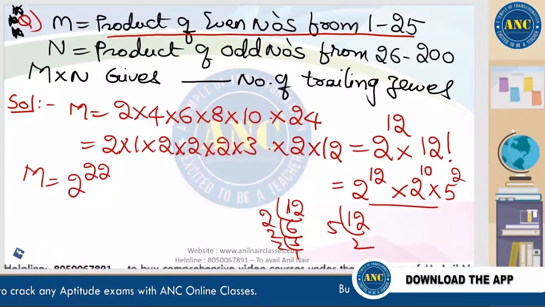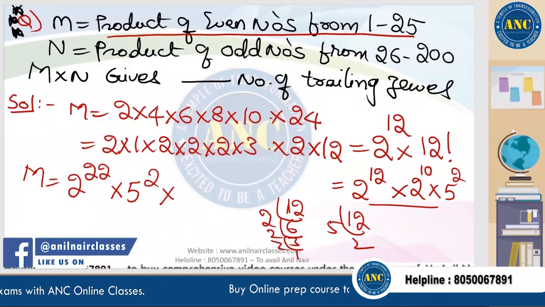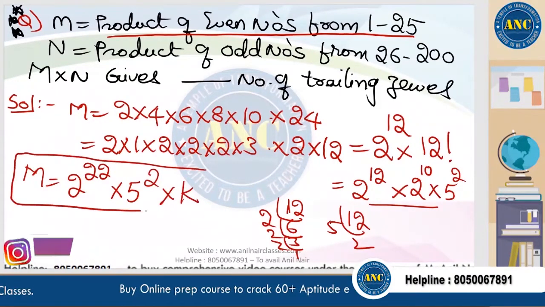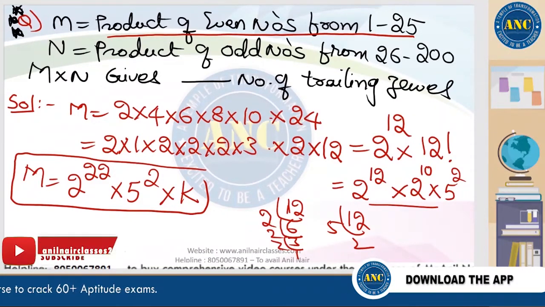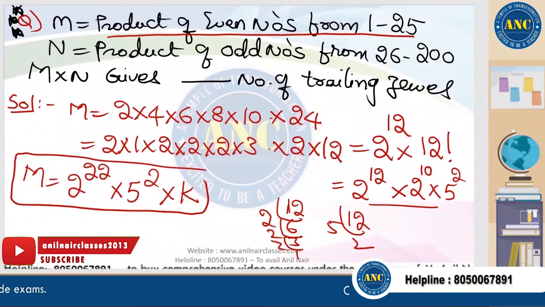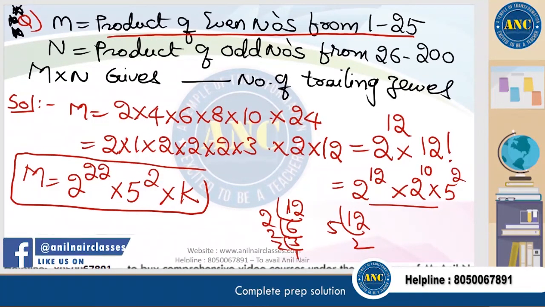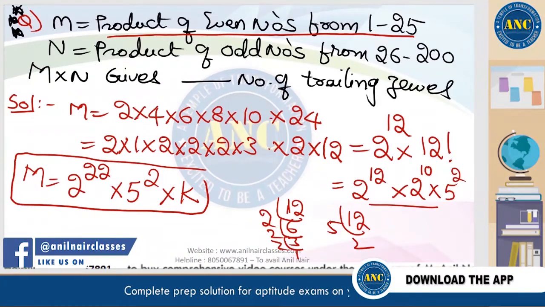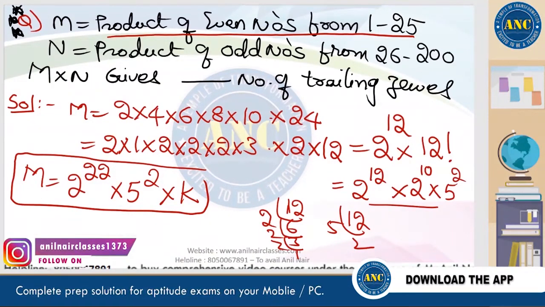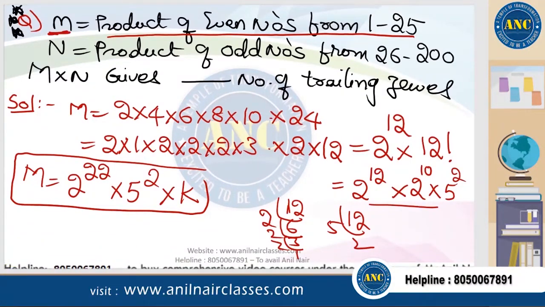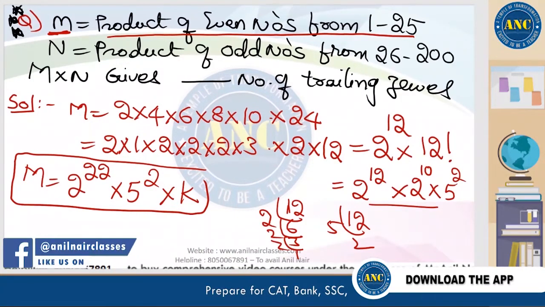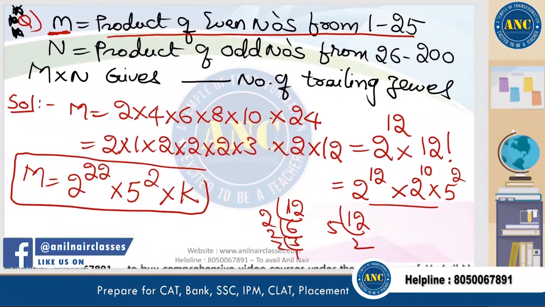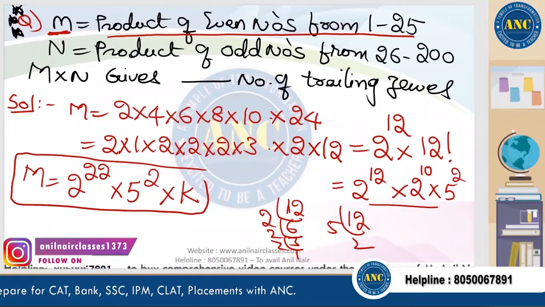So M is nothing but 2 power 22 into 5 square into k. First write down this: M is nothing but 2 power 22 into 5 power 2 into k. Till here clear, right? This is only for M. Why the star mark? In this question you will realize that the number of zeros at the end is not always the highest power of 5. M is 2 power 12 into 12 factorial. This is what we got for M.